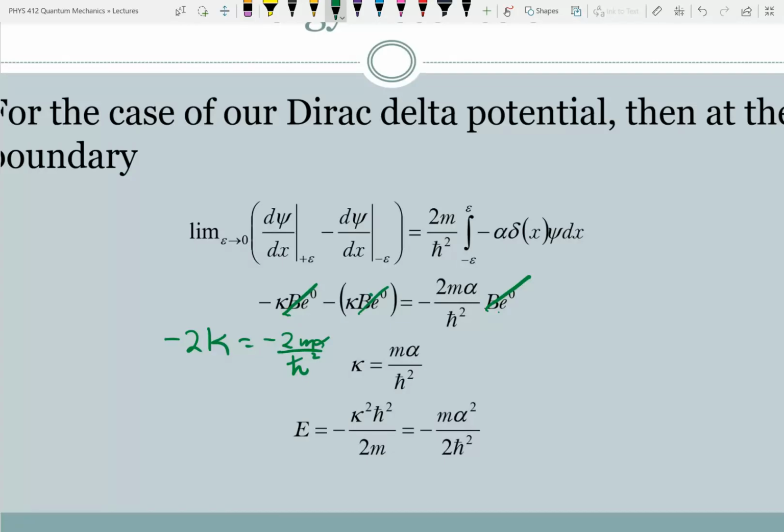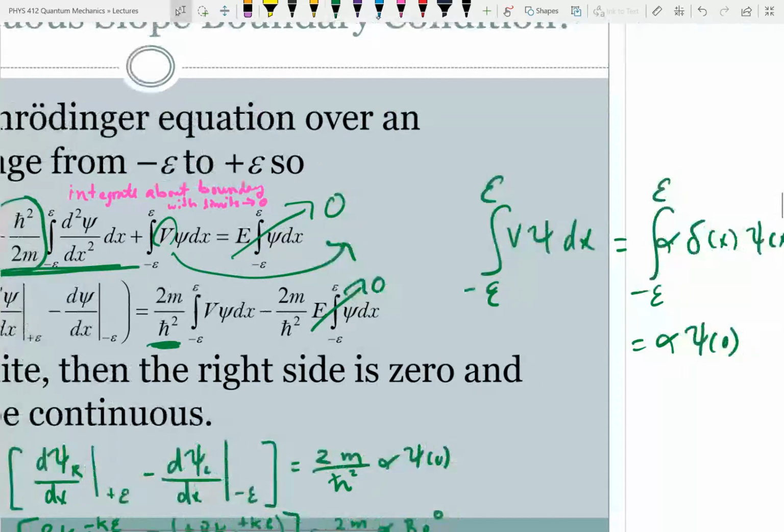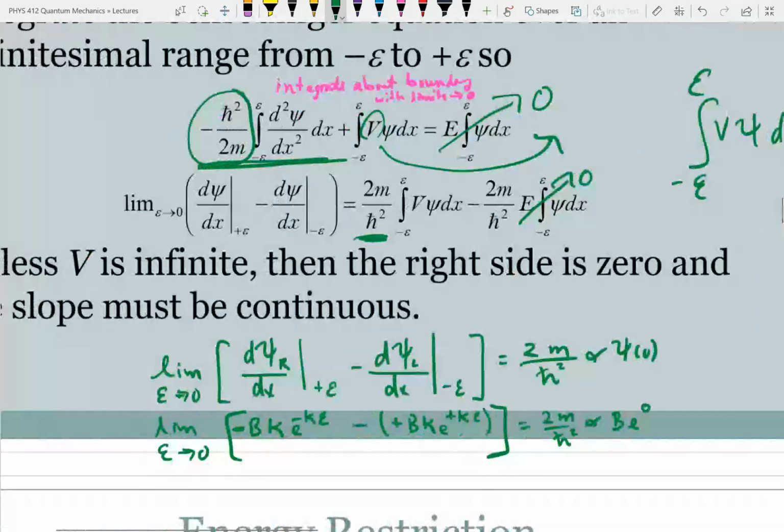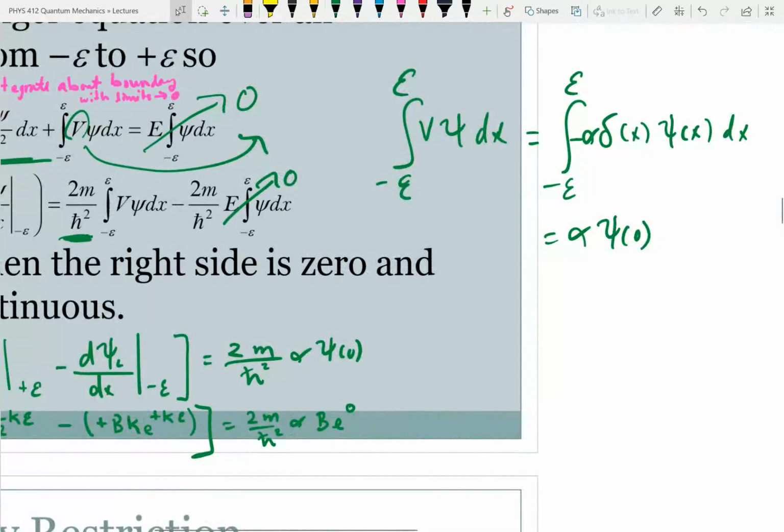Divide both sides by 2 and you get what's written down. Where did the negative on the right side come from? The negative on the right side came because I forgot. Everything I did was correct except for one thing. My potential function had a minus sign. The potential function was actually minus alpha delta x because it was a negative spike rather than a positive spike. So actually, since I changed that, I have to change this. My work was still fine and dandy. Technically, there's no error. It's just I integrated minus v instead of plus v.